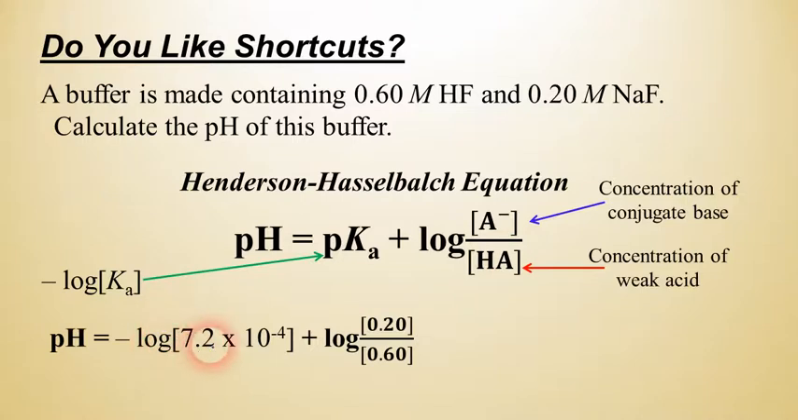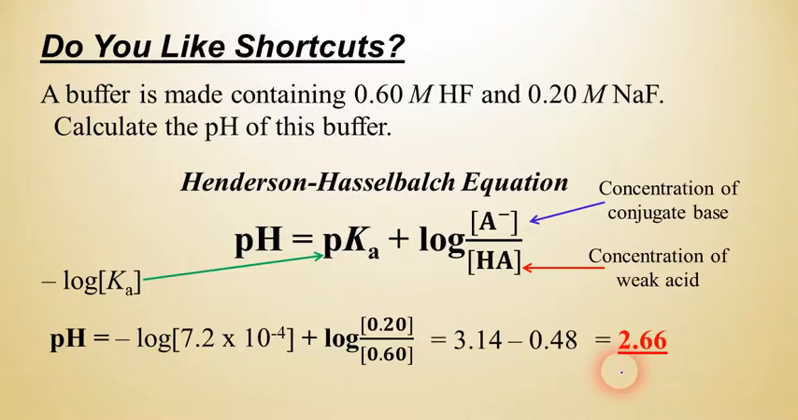We know that Ka is 7.2 times 10 to the negative fourth for this acid, and we're going to plug these in here. Now, the negative log of the Ka is about 3.14, and 0.2 divided by 0.6 would be 1/3. The log of 1/3 is actually negative 0.48. So when we do the math on this, we find that the pH of the buffer is 2.66, and that's exactly what we said it was when we worked this using the much longer method.